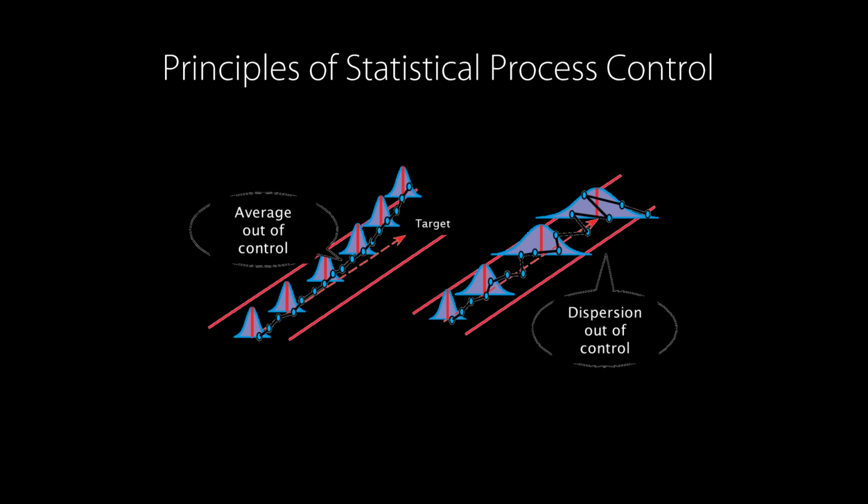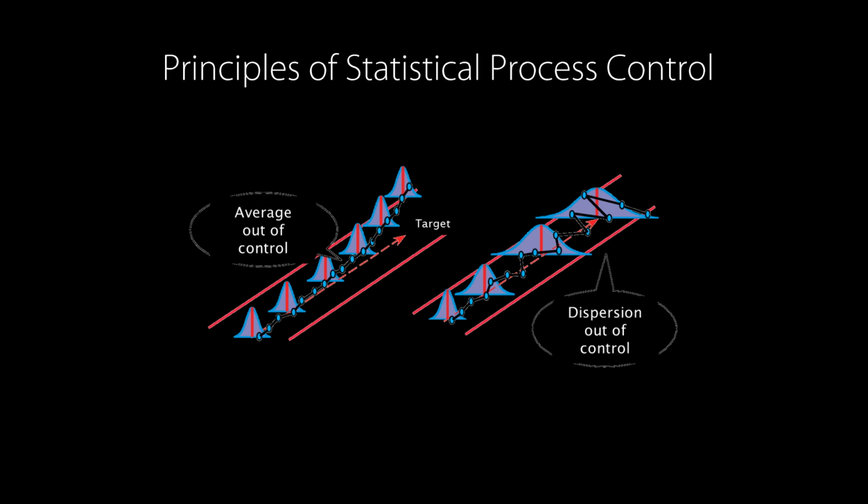For the first example, you see a drift in the average, meaning if you take the average of, let's say, 100 products, this average tends to change with time. And the second example shows a drift of the dispersion, meaning the difference from product to product increases with time. In both cases, the goal is to detect when the process becomes out of control.